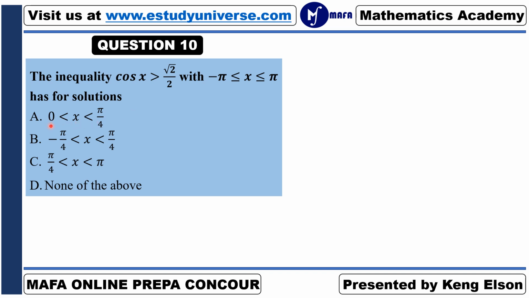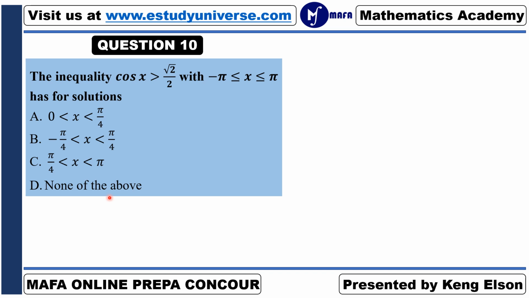Option A, 0 is less than x less than pi over 4. Option B, negative pi over 4 is less than x less than pi over 4. Option C, pi over 4 is less than x less than pi. And option D, none of the above.